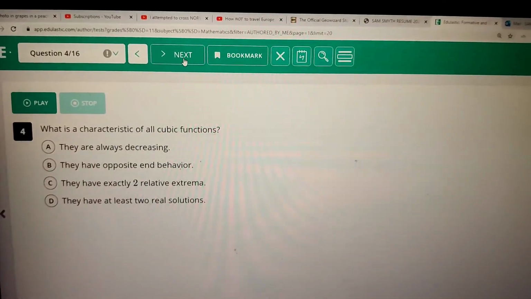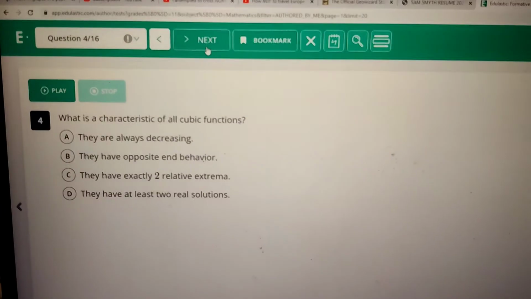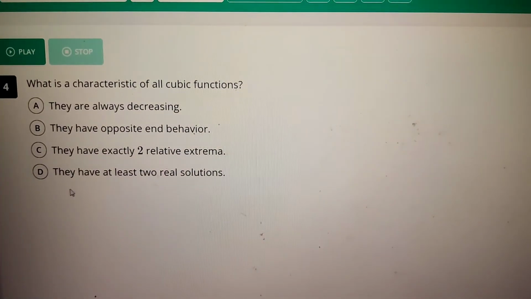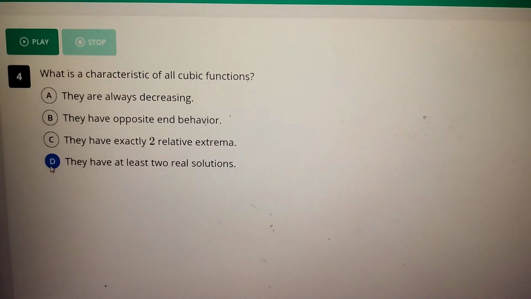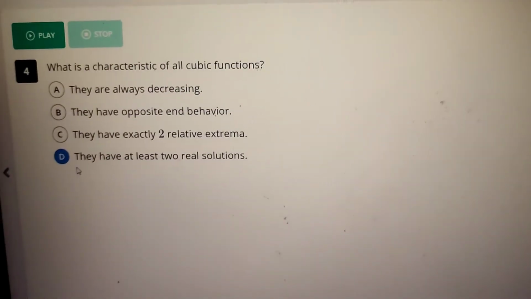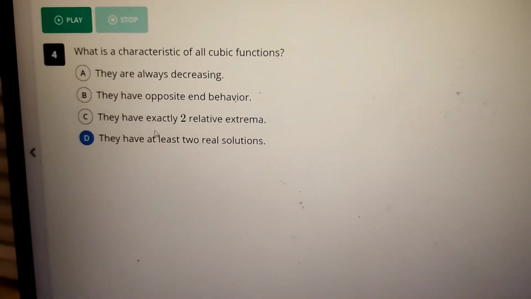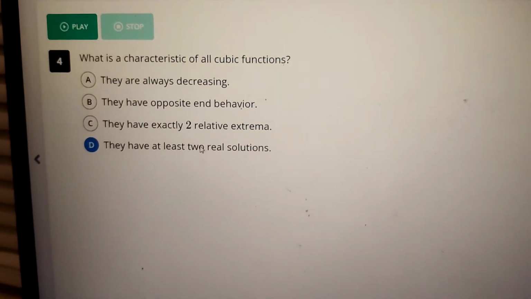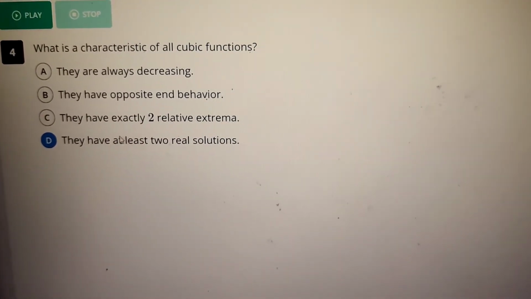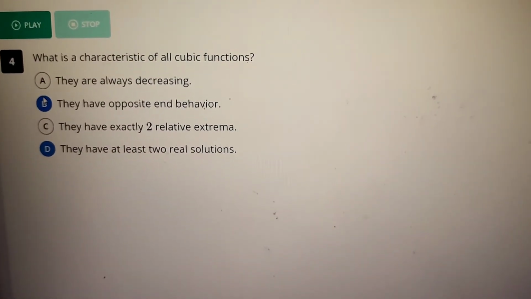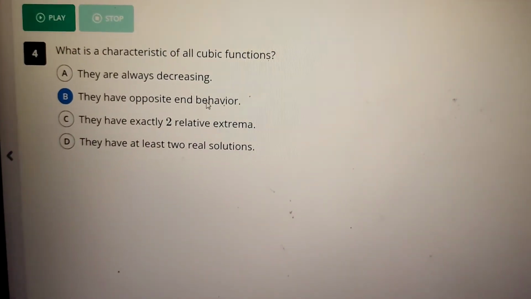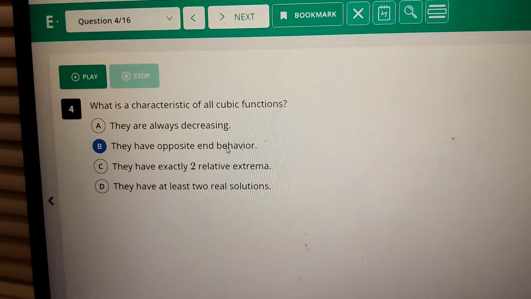And our next question, guys, what is a characteristic of all cubic functions? A lot of people miss this one. A lot of people put they have at least 2 real solutions. No, right? They have at least 3 solutions, but guys, they only have to have 1 real solution, not necessarily 2. They could have 1 real and 2 imaginary. But what is definitely true is they have opposite end behavior, right? That's definitely true of all cubic functions. Like all odd functions, guys, they have opposite end behavior.